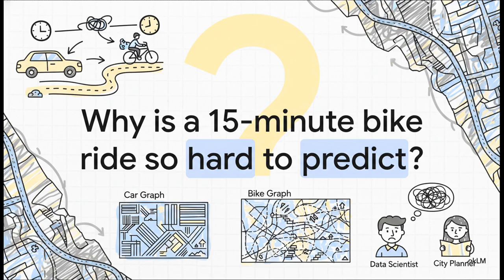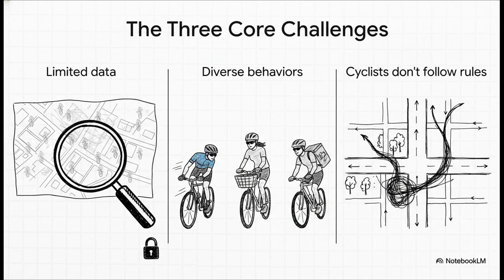We're great at estimating car travel times with incredible accuracy. But bikes? Turns out they're a completely different beast. And really, it all boils down to three big headaches. For starters, we just don't have a lot of good, clean cycling data. Then you've got the human element. Every cyclist is different. Are they commuting, just cruising? Are they an athlete or a casual rider?